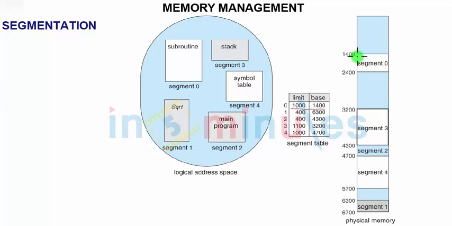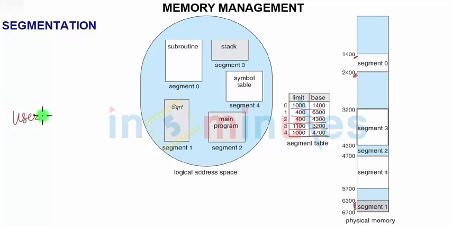Segment 0 has a base of 1400 plus limit 1000, so 2400 is the end. Similarly, for segment 1, the base is 6300 but the limit is 400. So if you go down from 6300 by 400, we have this. Similarly, for segment 2, 3 and 4, you can understand the addresses from the current diagram. So the logic here is very simple.